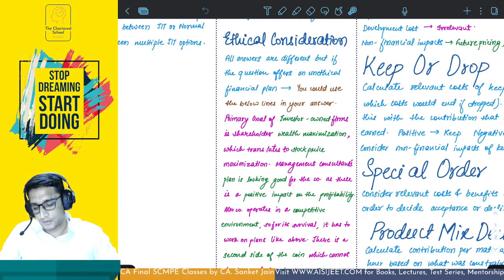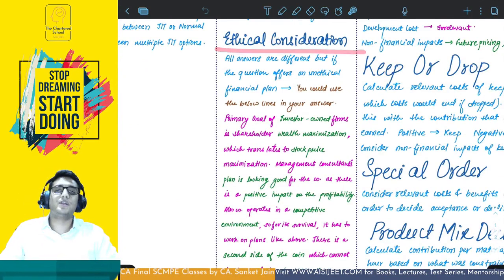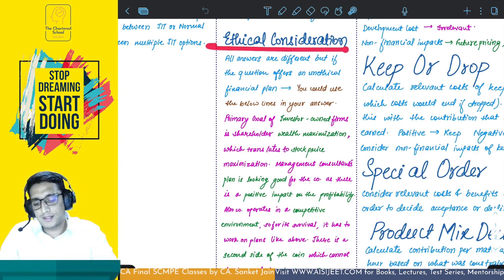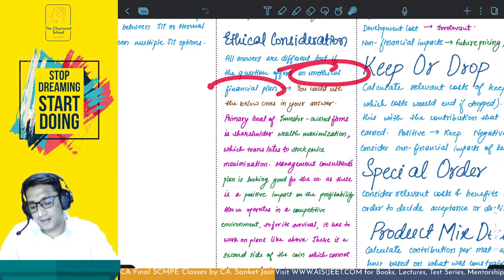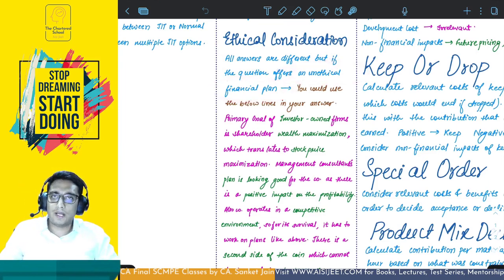the corporate objective. Now, whenever you get a question from ethical consideration, and if the question offers you an unethical financial plan, remember this very carefully. Ethical consideration question. The question is offering you an unethical financial plan. There is a financial plan being told to you, but it is not ethical. The plan will look definitely good to you from the financial point of view. From the ethics point of view, not good. How are you going to frame your answer?